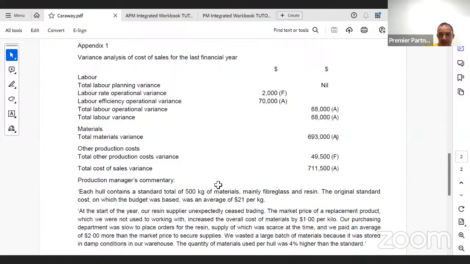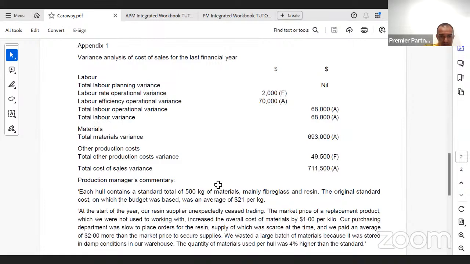Now look at this. Material price planning and operating variance. So I have material price planning variance, material price operating variance. Follow these equations. It's easy. All this is there in your PM syllabus also. Normally, this is not repeated in APM syllabus, but it is there in PM syllabus, and you are required to know this. Okay.